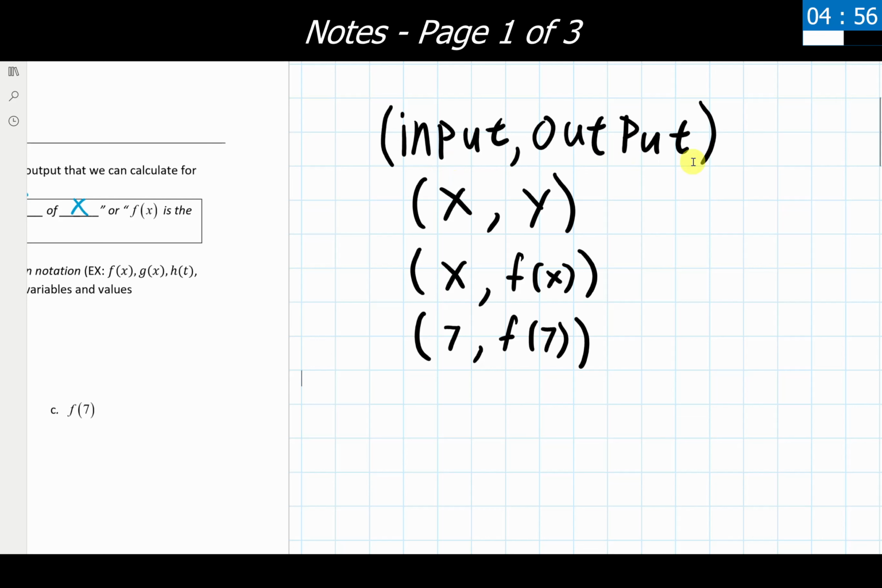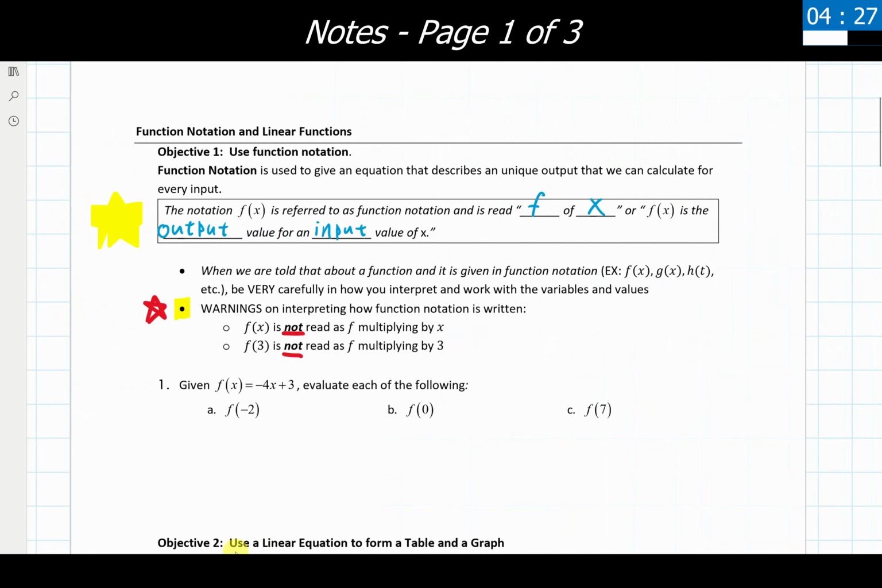The output values, which we'll see more examples of later on in this video and on future pages, are always outside of parentheses. So we would see something like f of x equals a number, f of 7 equals a number. That number would be the output value because it's outside of this set of parentheses here with function notation. So just something to keep in mind as we're going through these examples here.